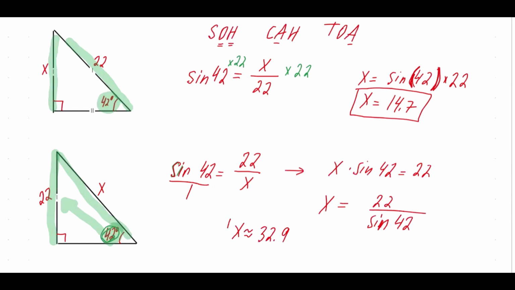And let's do a quick check. X here is a hypotenuse. It has to be longer than the leg. And yes, it is. So it does make sense for our numbers.